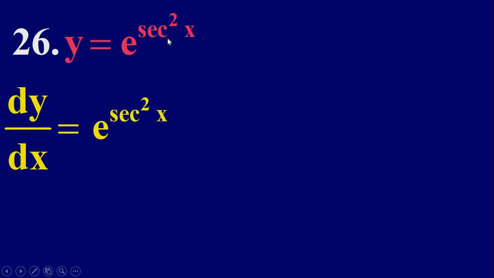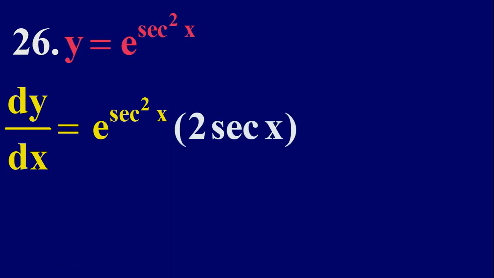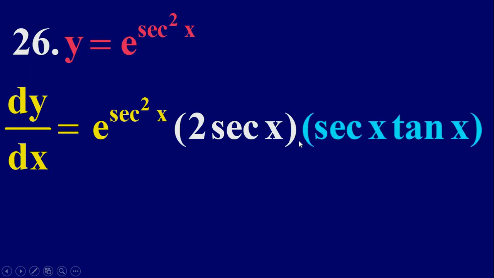We have to differentiate secant square x and it is of the form x square. And x square differentiation is 2x. So secant square x differentiation is 2 secant x. Now again it is not x. In place of x we have secant x. Again secant x differentiation is secant x into tan x. So it is secant x into tan x.